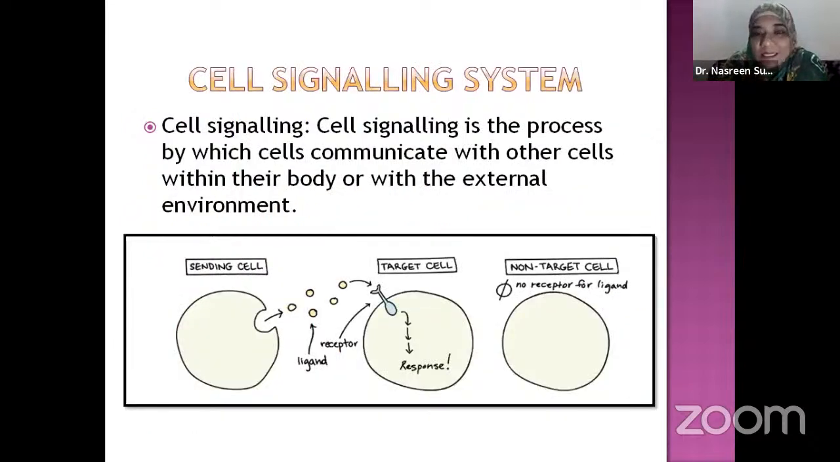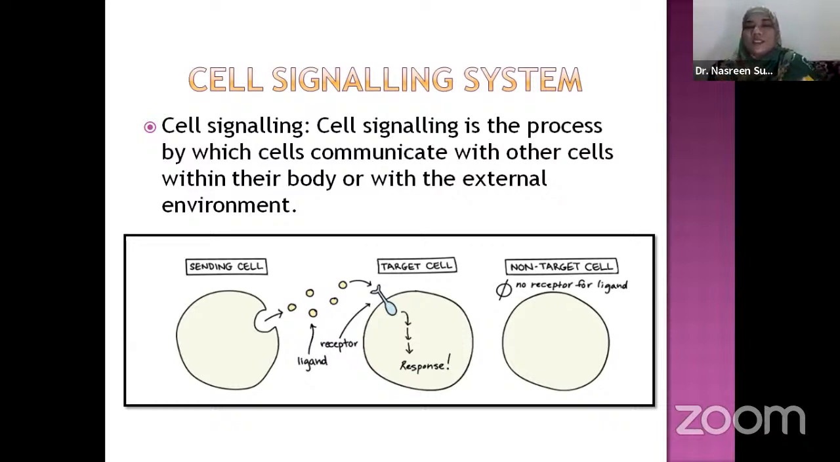Next one is your cell signaling system. So cell signaling is a vast process, and here we will just discuss an overview. Why? Because you should just know the concept of the cell signaling system, and the actual mechanism you will be studying in your pharmacology.